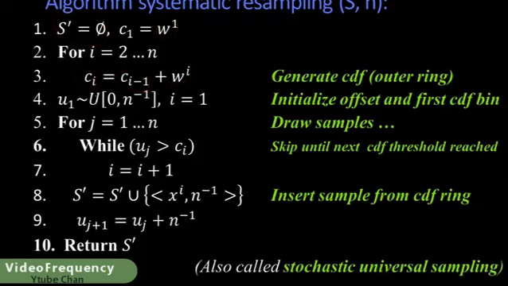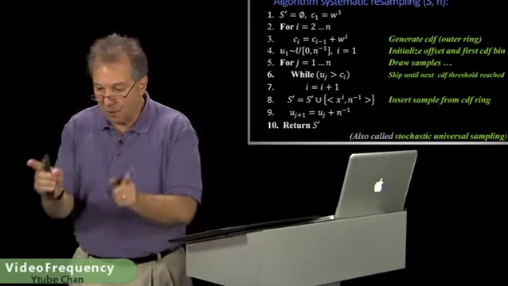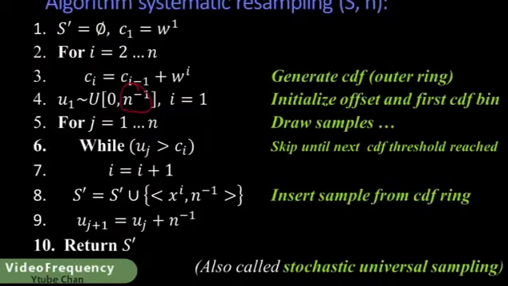The next thing you do is you have to pick, remember I told you that you have to sort of randomly throw down the wagon wheel to start with? Well, if the wagon wheel has 8 spokes, the first spoke has to go somewhere between 0 and 1/8. That's what this is right here, right? N to the minus 1, maybe better written as 1 over n. That's the offset. And then you go around the outer ring saying, did I pass my offset yet? As soon as I've passed it, that's the CDF part that I'm in.